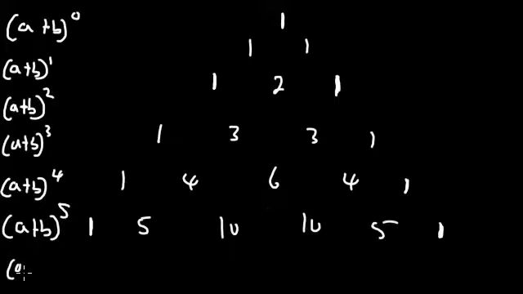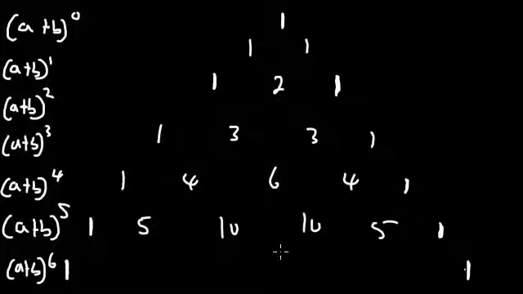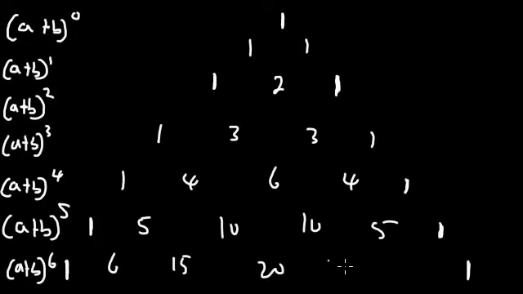Now what about this to the power of 6? To the power of 6 start from 1, end at 1. So 1 plus 5 is 6, 5 plus 6 is 15, 10 plus 10 is 20, 10 plus 5 is 15, 5 plus 1 is 6. And this is simply the best and easy way to generate your Pascal values.